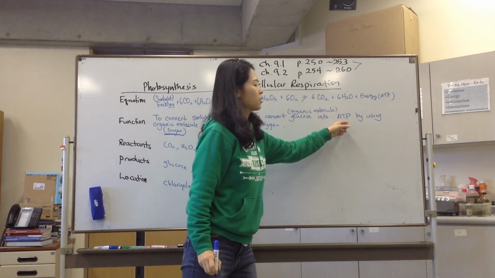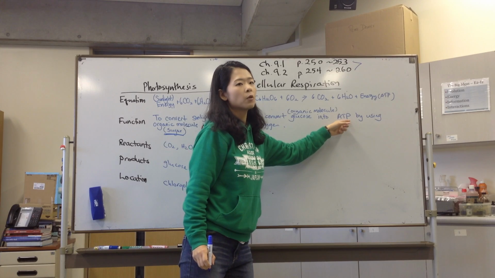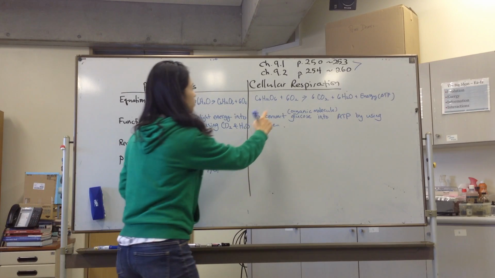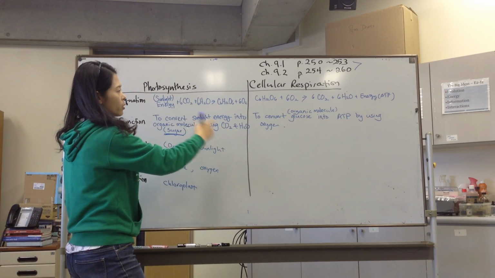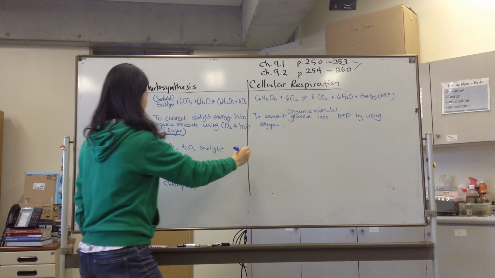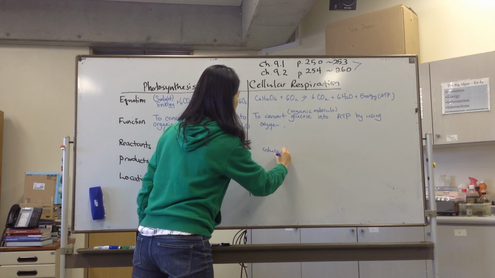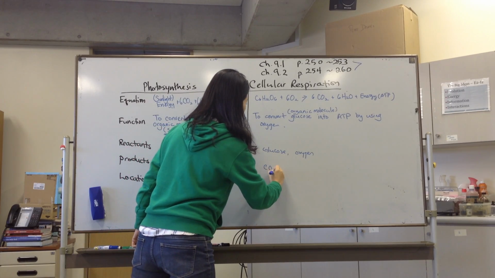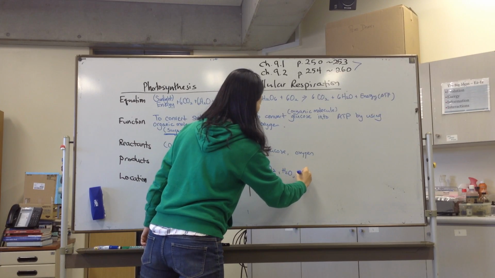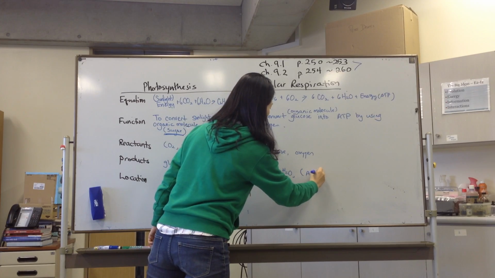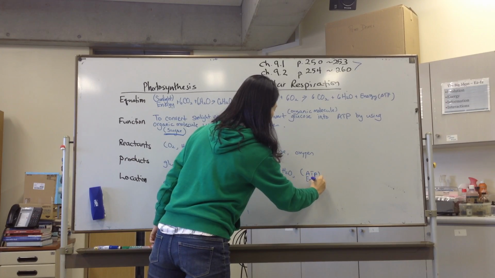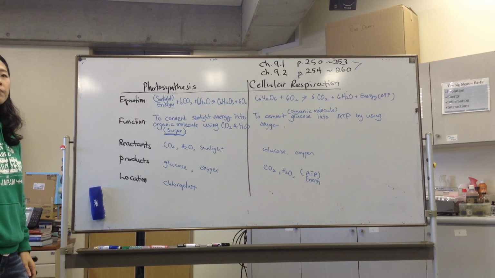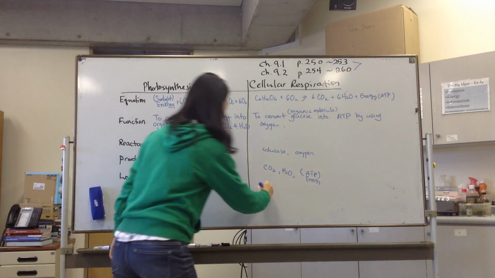This ATP is a usable form of energy. This is like chemical energy. What's product here is reactant there. What's reactant here is a product there, right? So glucose and oxygen are reactants. CO2, water, and I guess ATP if you want to include energy or the word ATP, are products. Okay, where does it happen? Mitochondria. Good.